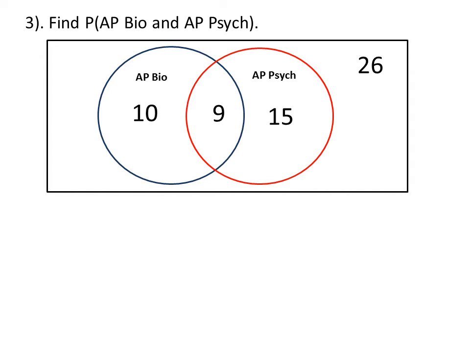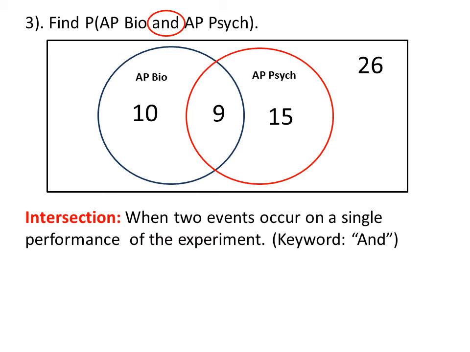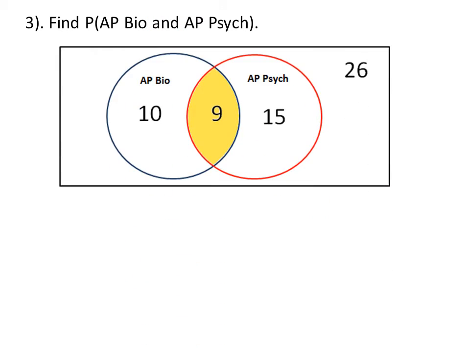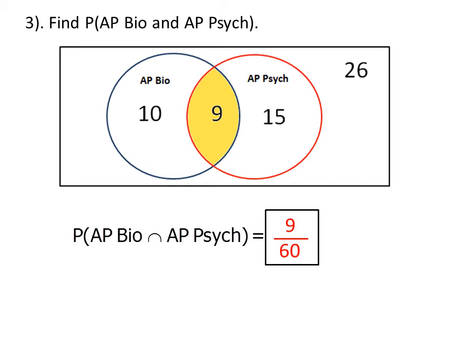Now we want to find the probability of someone being in AP Bio and AP Psych. The key word here is and. This is called the intersection, when two events occur on a single performance of the experiment. And the key word is and. The notation for this is an upside down U. So this is where students are taking both AP Bio and AP Psych. This is the intersection. So the probability of randomly selecting a student in both classes is going to be 9 out of 60. Again, we are not simplifying our fractions.